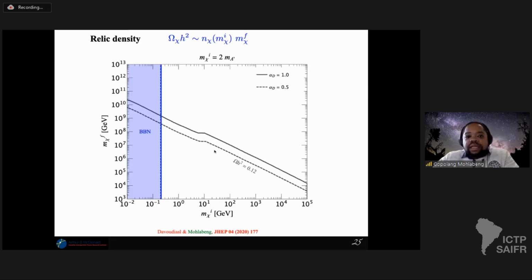So the relic density here is given by the number density, which depends on the initial dark matter mass, times this final dark matter mass. And so here I plot the final mass as a function of the initial mass, and plot the correct relic abundance line as a function of these two gauge couplings. So here we see that at the limit of the gauge coupling, g_dark is about 4 pi. At that limit, the highest I can reach is about 10 to the 9 GeV before I get into BBN, and I will explain what that is about.